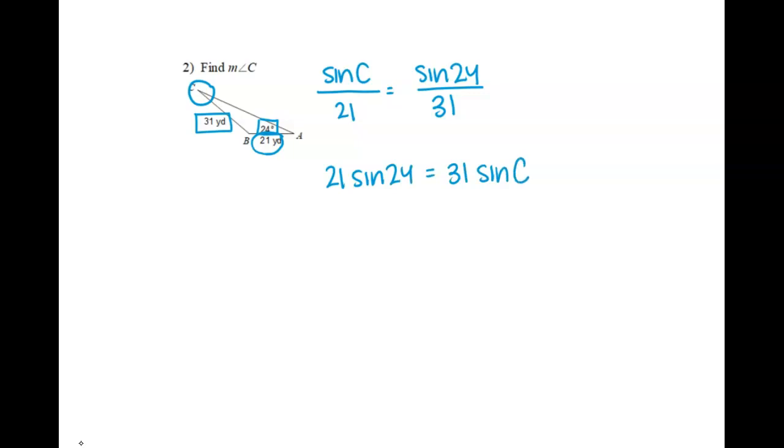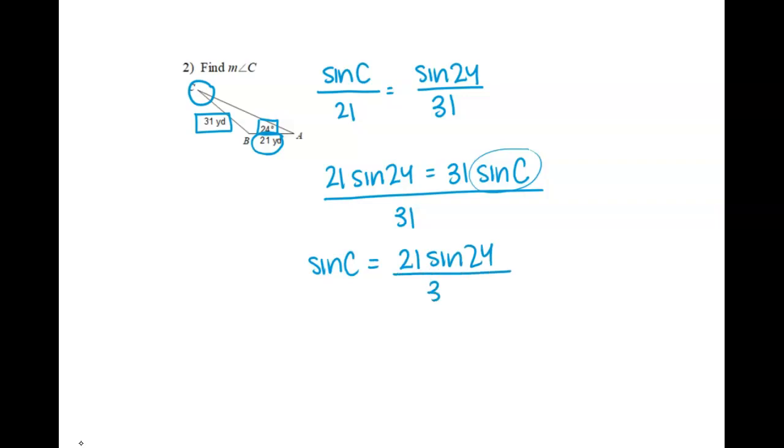sine of C. In this case, instead of just isolating C, we first have to isolate the sine of C, because sine and C are kind of stuck together for now. So if we divide by 31, sine of C is equal to 21 sine of 24 over 31. Again, depending on your calculator, you might want to just stick those in parentheses.